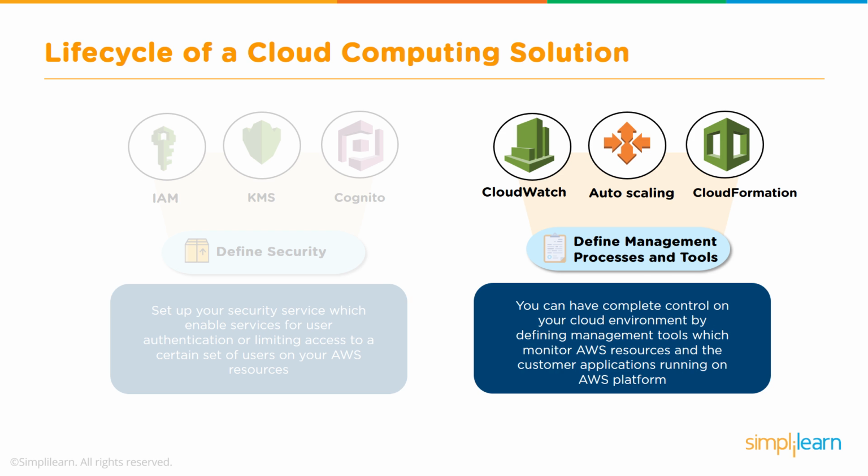And there are a variety of deployment, automation, and monitoring tools that you can pick from. For example, CloudWatch is for monitoring, Auto Scaling is for being elastic, and CloudFormation is for deployment. You can have complete control of your cloud environment if you define the management tools which monitor your AWS resources and the custom applications running on the AWS platform. So knowing them will help you in defining the lifecycle of the cloud computing solution properly.